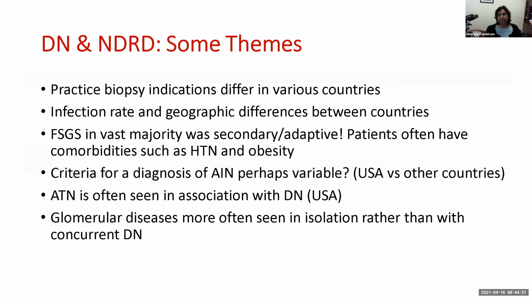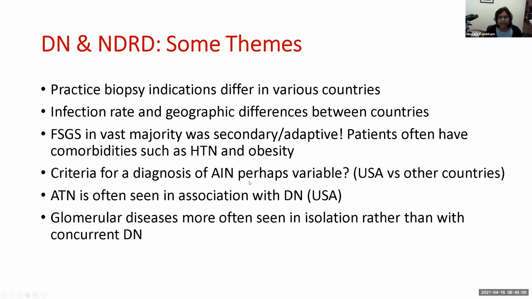Some of the themes that have come through from that study, as well as some other studies done in various countries, is that the practice of biopsy indication differs in various countries. And the prevalence of infections and geographic differences have an impact on the type of things that you see in the kidney biopsy. FSGS, like I said, is mostly related to hypertension and obesity.